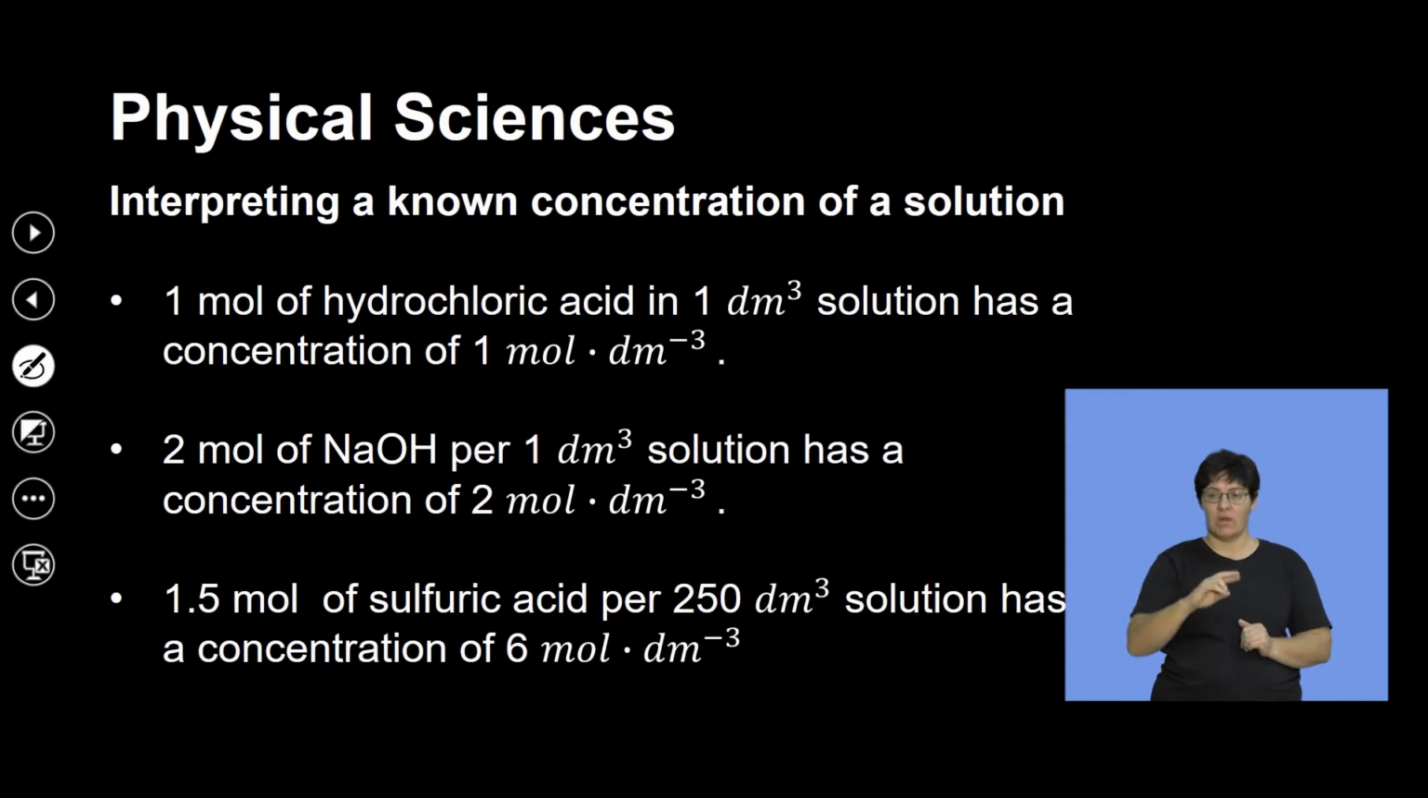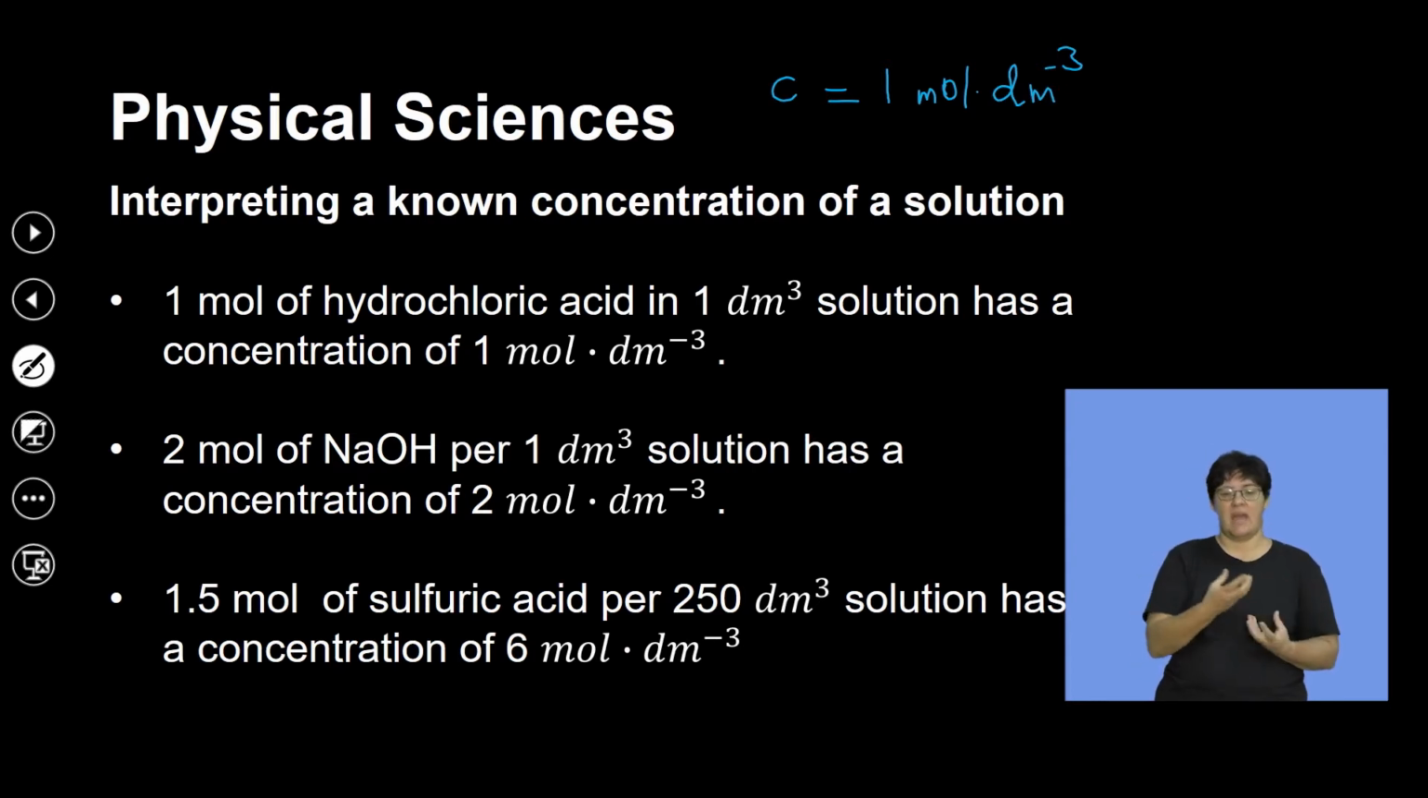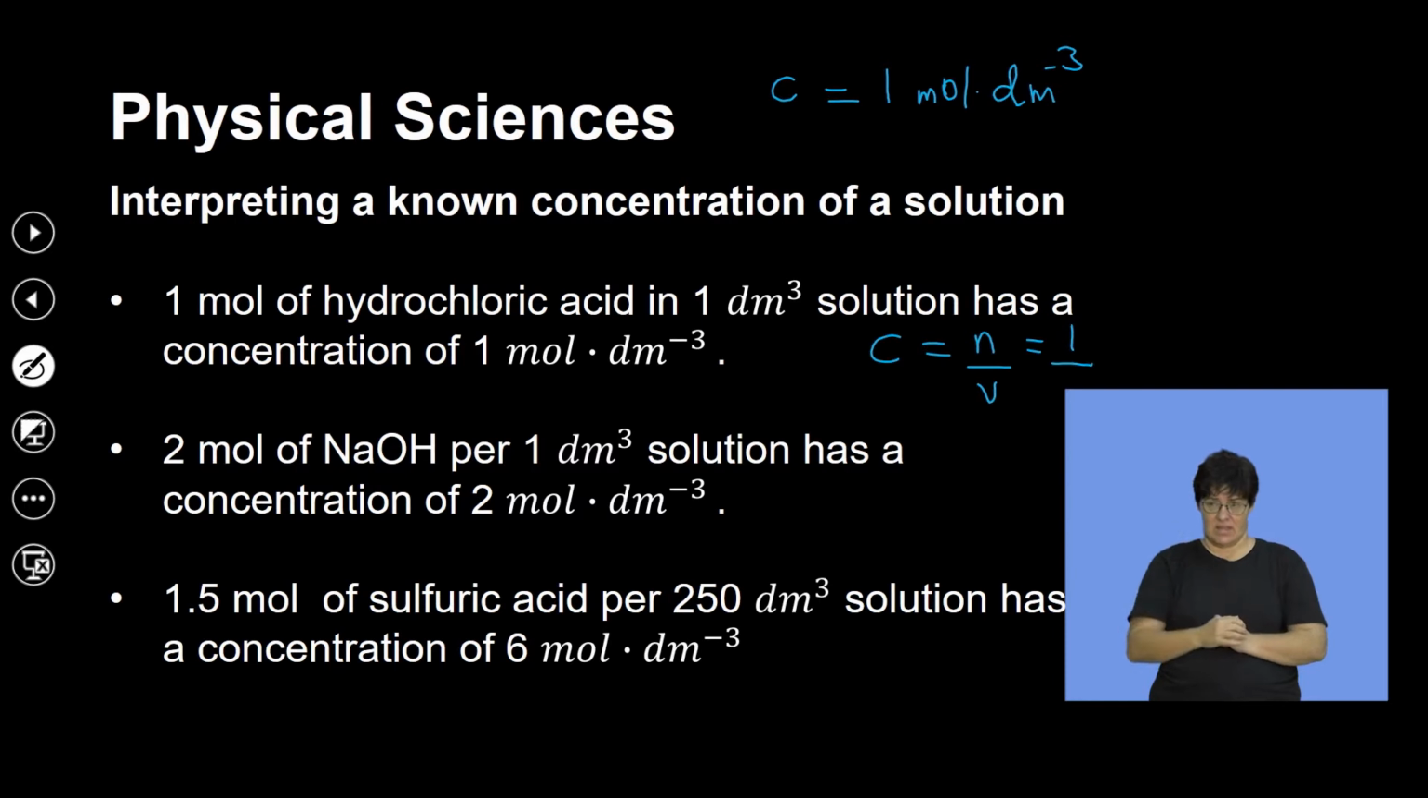Next, interpreting a known concentration of a solution. Let's say for argument's sake, C equals 1 mole per cubic decimeter. What does it mean when we say a solution has a concentration of 1 mole per cubic decimeter? Let's break this down. Say we have 1 mole of hydrochloric acid in 1 cubic decimeter. Concentration equals the number of moles divided by the unit volume, so 1 mole divided by 1 cubic decimeter gives 1 mole per cubic decimeter. So what does 1 mole per cubic decimeter of solution tell us?